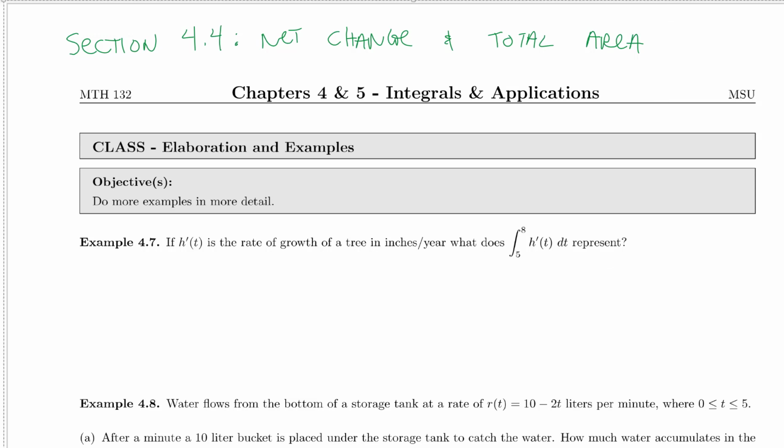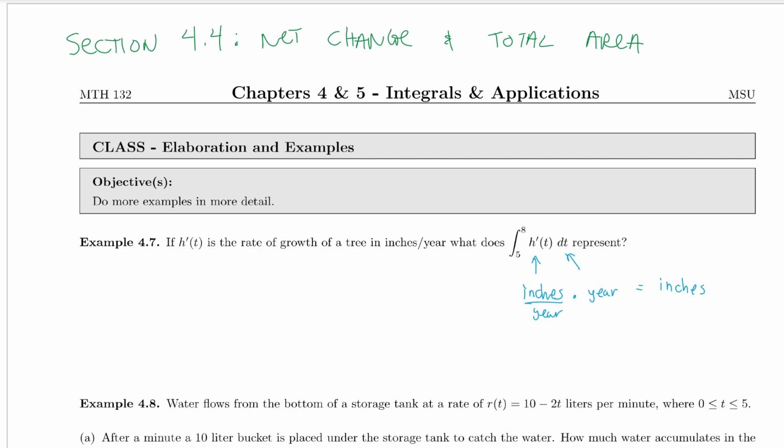Well, we can turn to our units for this. The units of h prime of t are in inches per year, and the units of dt are in years. So when we multiply those two things together, we should get inches for the units on our answer. What this integral tells us is that we're adding up all of the change from year 5 to year 8.